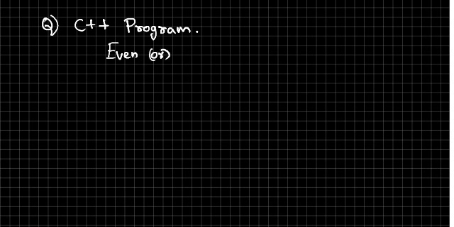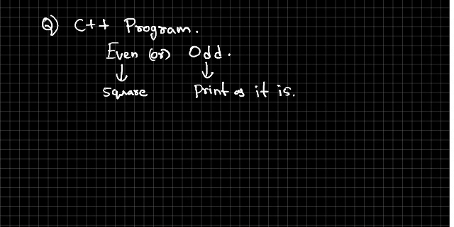The question is to make a C++ program in which you have to validate whether the entered number is even or odd. If it is even, you have to square it, and if it is odd, you have to print it as it is.